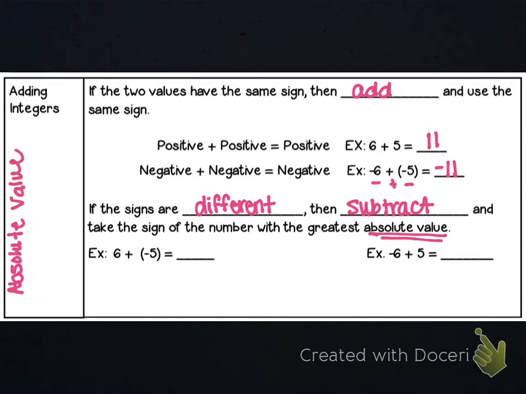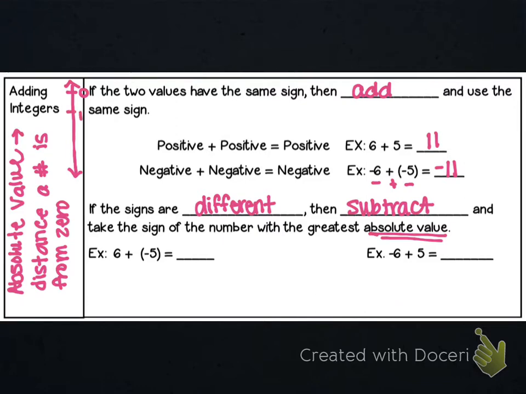So absolute value is the distance a number is from 0. So if I have a number line and I'm at 0, -1, -2, -3. So if I'm taking the absolute value of -3, and that's the absolute value symbol, -3 is 1, 2, 3 distance spaces away from 0. So the absolute value of -3 is 3.